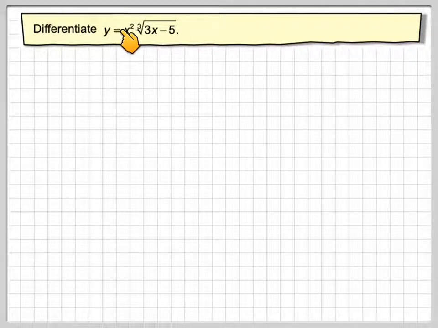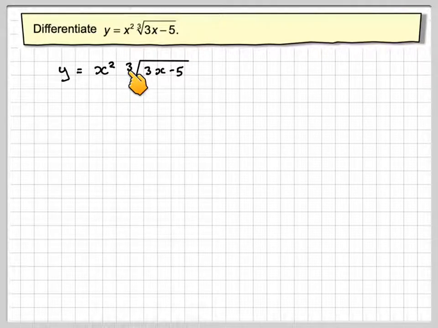Differentiate y is equal to x squared times the cube root of 3x minus 5. Okay, so if we write this out, x squared times the cube root of 3x minus 5, and then we change this bit here to being 3x minus 5 to the power of 1/3, using our rules of indices.